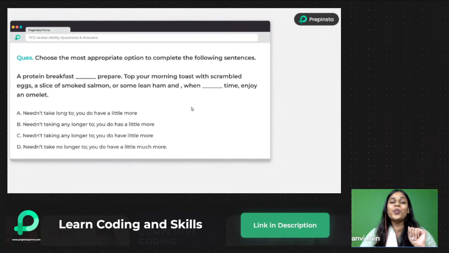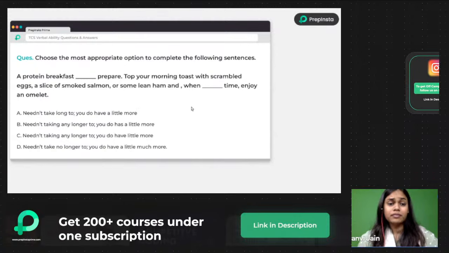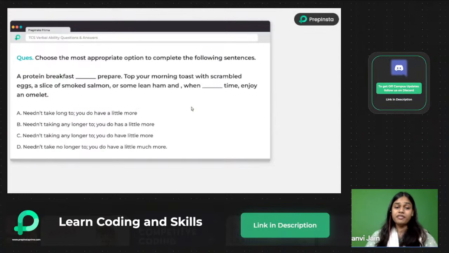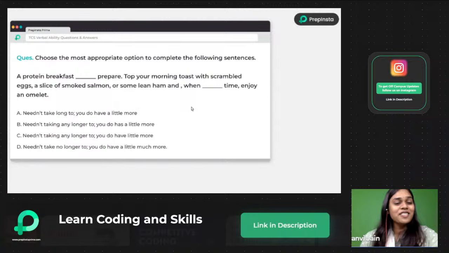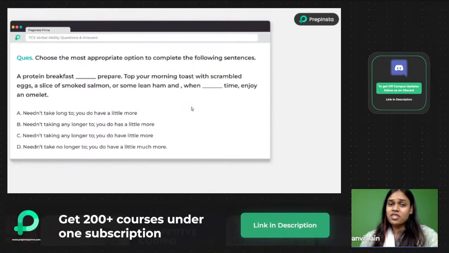So what the question states is, choose the most appropriate option to complete the following sentences. A protein breakfast dash prepare, top your morning toast with scrambled eggs, a slice of smoked salmon or some lean ham, and when dash time, enjoy an omelet, right? So that's a quick recipe for an omelet. So if you want to try an omelet tomorrow, that's the recipe, question number one there for you.